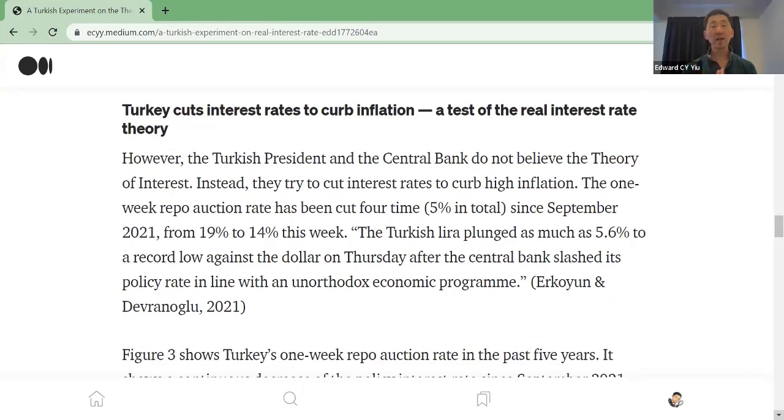But interestingly, the Turkish president and the central bank of Turkey do not believe the theory of interest. Instead, they try to cut the interest rate to curb high inflation. So, for example, in the past 4 months, since September 2021, the 1-week repo auction rate has been cut 4 times, 5% in total, from 19% to 14%. And of course, it results in a plummet of the Turkish lira, the currency. It plunged as much as 5.6% to a record low against the US dollar just this Thursday, after the central bank cut its policy rate.